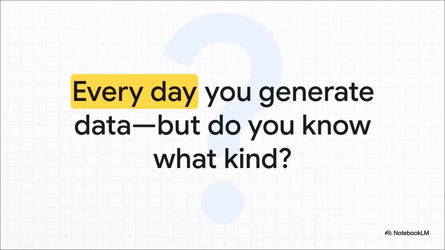Every single day, you're generating data. But do you actually know what kind? I mean, think about your own invisible digital footprint for just a second. Every time you tap your phone, send a quick text, buy that morning coffee, or just mindlessly scroll through a feed, you are leaving a massive trail of information behind. And grasping the different types of data you generate, that is the absolutely crucial first step before we can even begin to understand how AI processes it all.